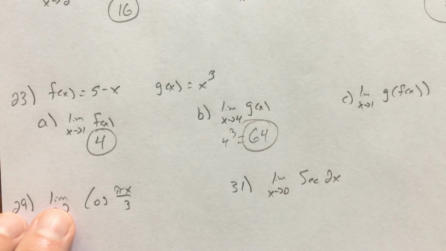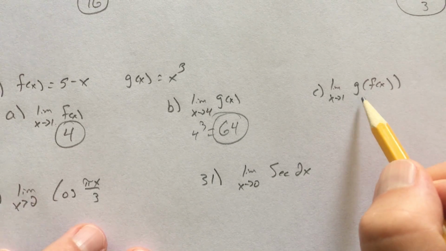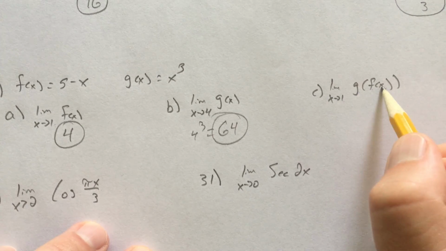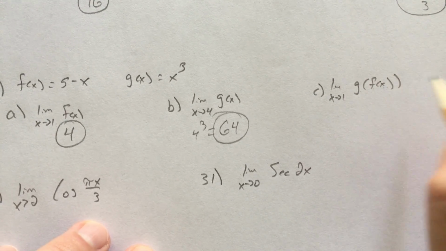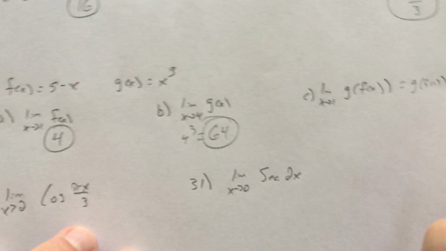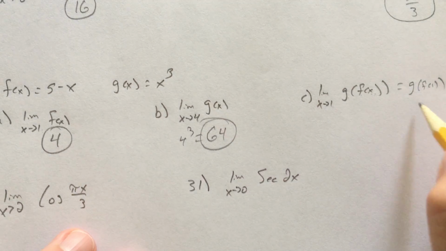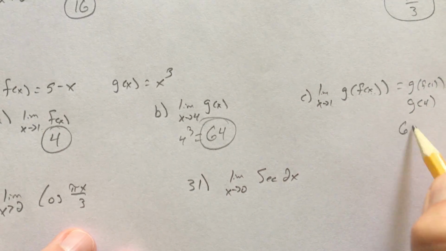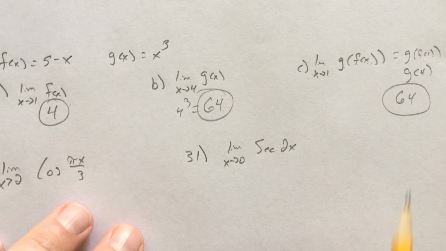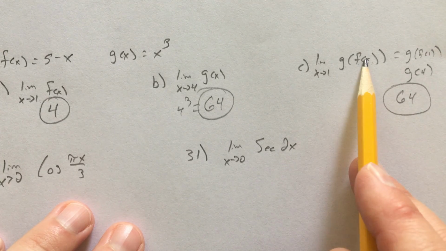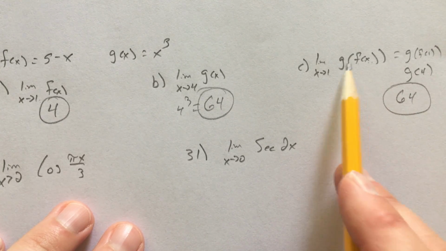Then they want to know what is the limit of g of f of x. And so again, we're going to throw 1 in, we're going to do it as a composition. So this is going to be g of f of 1. We already found f of 1, that was 4. And we already found g of 4, that was 64. So we just process that one exactly, kind of like a composition. Throw it in. What does that give us here?